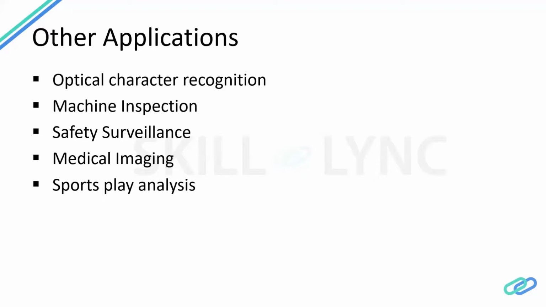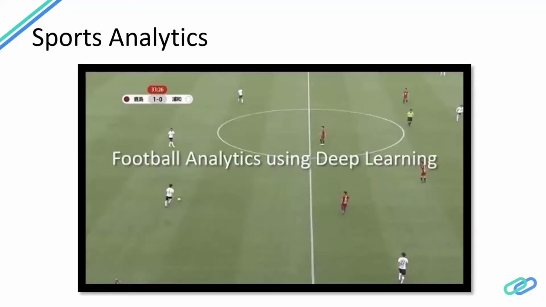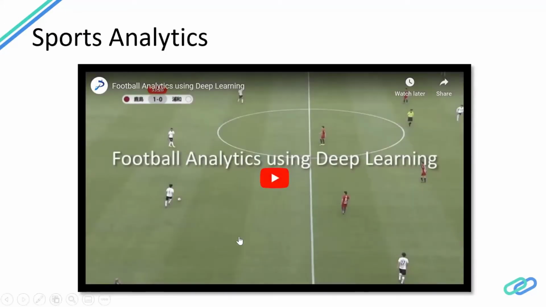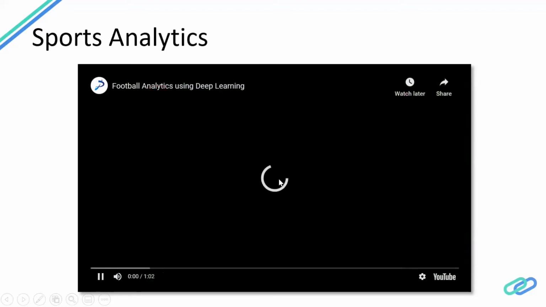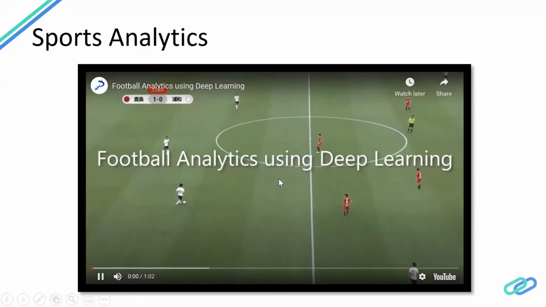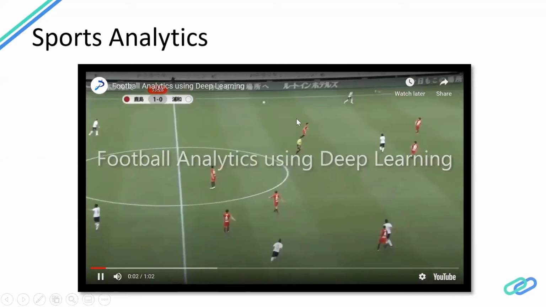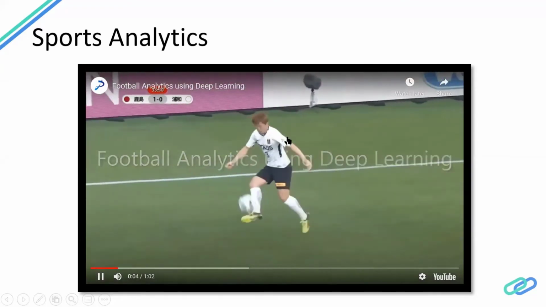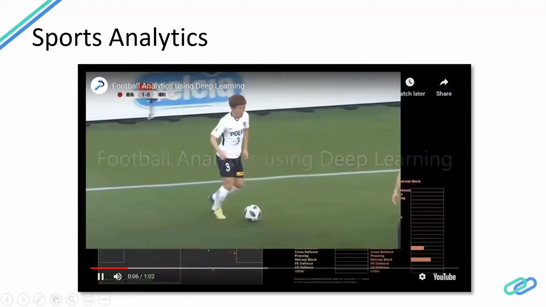And sports play analysis, this is a really fun topic. I have a video on this in the next slide. Sports play analytics predominantly uses computer vision. I will play this video to see how the play is converted and interpreted by a computer algorithm.